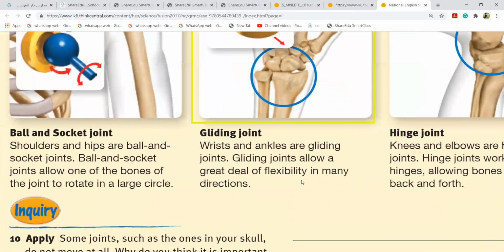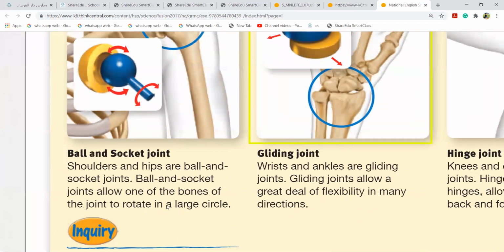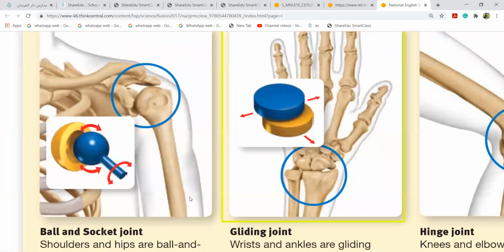They allow great flexibility in many directions. These rotate in a large circle. Your hand rotates in a large circle at your shoulder. You can go all the way round, right? So that is the ball and socket joint.